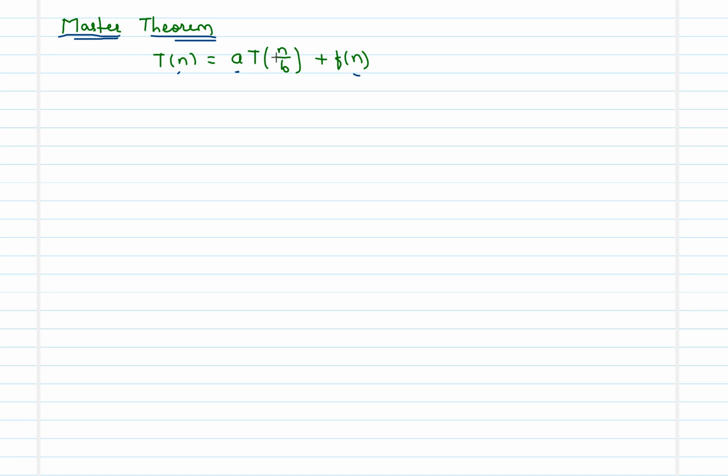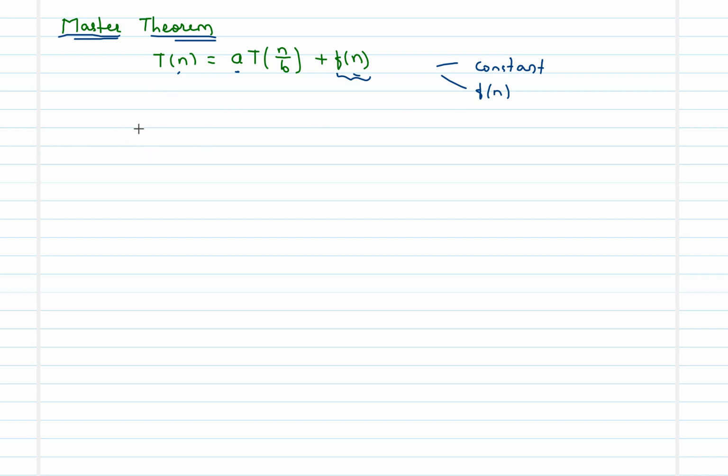So this says we have a problem of size n, which is divided into a number of subproblems of size n/b, and the local computation time required to divide that problem of size n into a subproblems of size n/b is f(n). So f(n) could be a constant or a function of n.